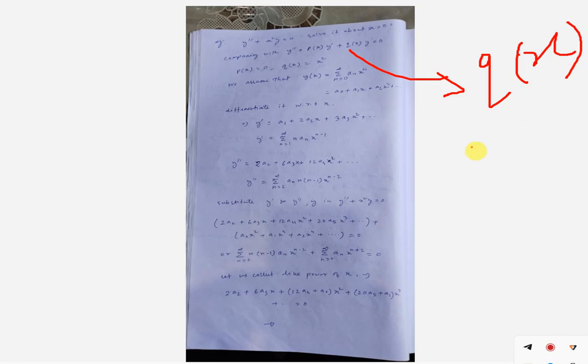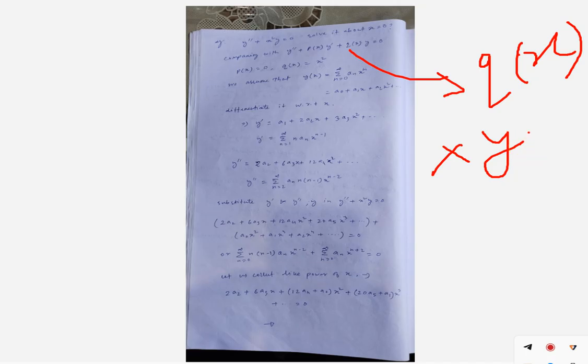Here we have taken the example y double dash plus x square y is equal to 0. We are going to solve this differential equation about x is equal to 0. If we compare that equation to the general differential equation, which is y double dash plus p of x y dash plus q of x y, this is q of x into y.